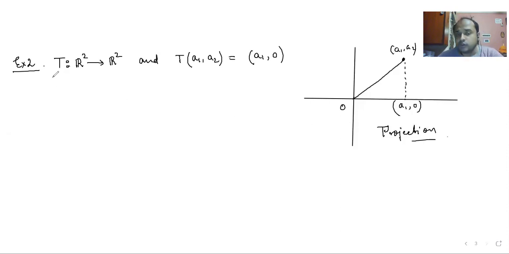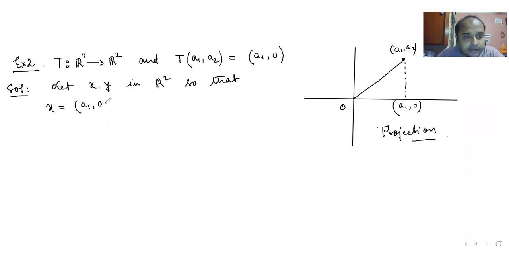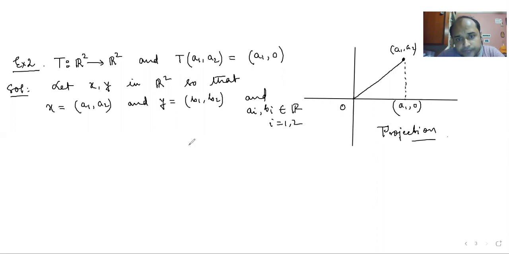So we can term this transformation as a projection transformation. You also know this particular term from your knowledge of physics. So I'm going to show that this transformation is a projection transformation, and I'm going to apply the rule once again. So the solution is: let us select 2 points x comma y in R2, so that x is equal to a1 comma a2 and y is equal to b1 comma b2, and ai, bi belonging to R, i equals 1 to 2.